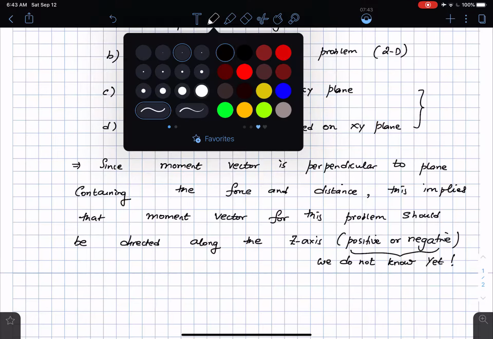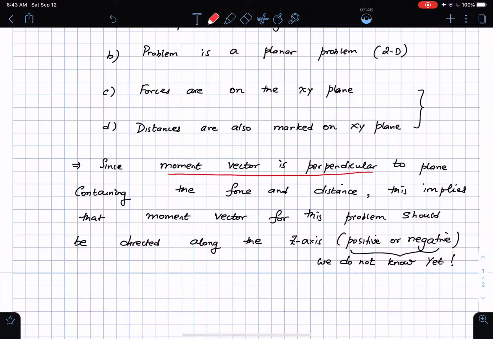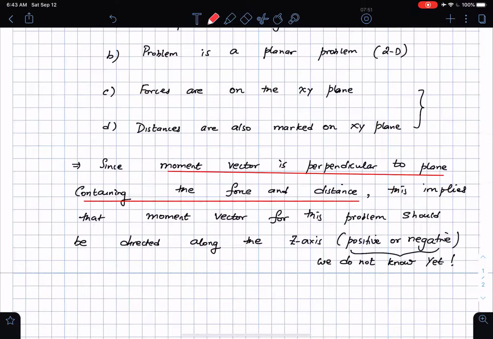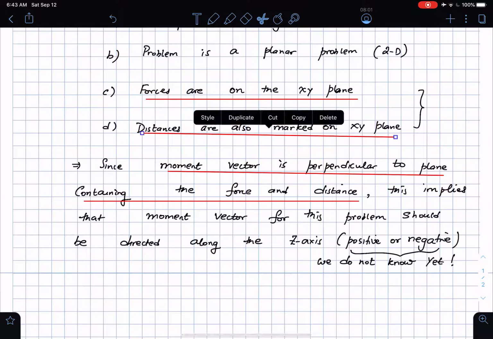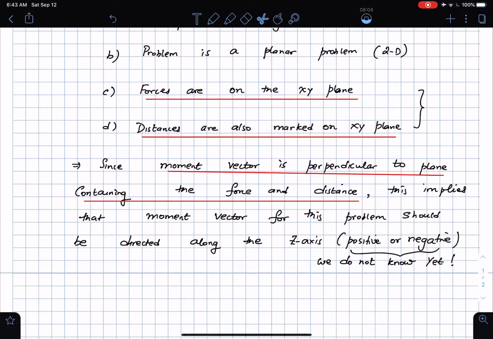So a couple of key words that I want to underline. Moment vector is perpendicular to the plane containing the force and the distance. Okay, the forces are on the XY plane. The distances in this problem are also marked on the XY plane, which means that the moment vector has to be perpendicular to the plane containing the force and the distance. So the moment should be directed along the z-axis. Okay, so in this case, the moment vector for this problem should be directed along the z-axis. Okay, I hope that is clear.